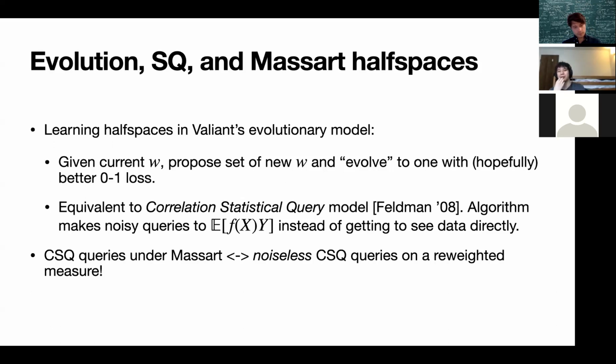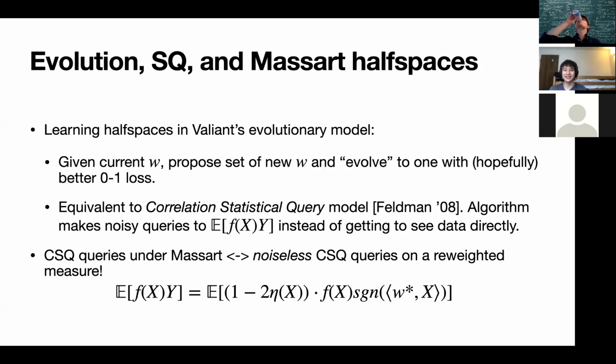Now, what does this have to do with Massart half-spaces? It turns out it actually has a lot to do with Massart half-spaces. So let's look at a CSQ under a Massart model. That's the left-hand side of this equation. We can use the law of total expectation for y given x. What we get is that the expectation of y given x is the true sign of w star dot x, times this noise level, which is 1 minus 2 eta(x).